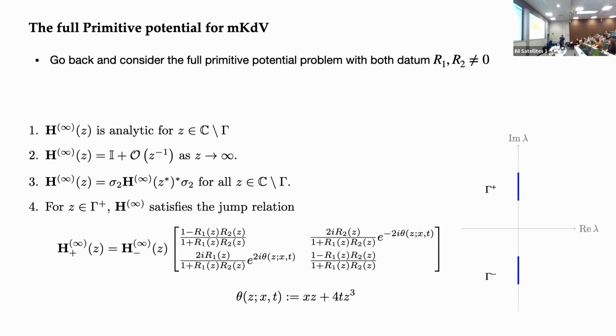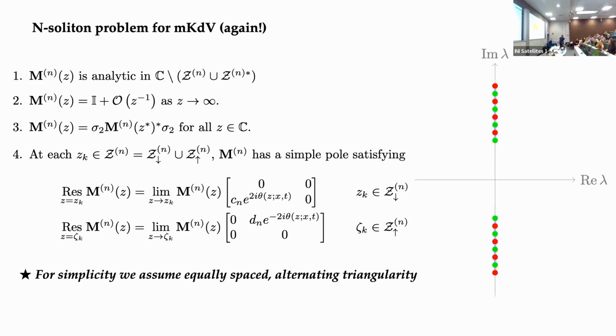Okay. All right. So in the little bit of time I have left, I want to tell you how you get the full primitive potential. This is the more recent, interesting one. Okay. So what you have to do is go back to the n-soliton problem again, always back here, but you have to modify the way it's stated. Okay. So I think most people are familiar with sort of having one flavor of soliton, so that all of them have one triangularity.